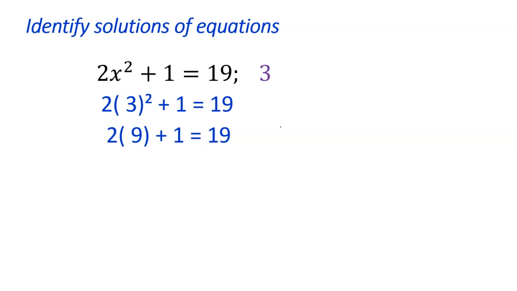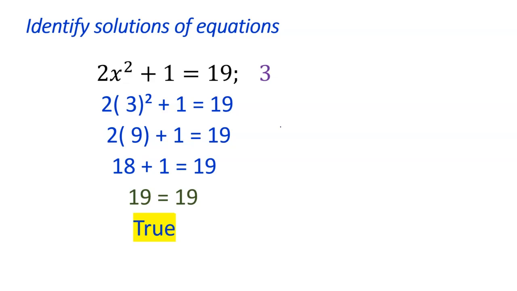Now I have 2 times 9 plus 1 equals 19. Go ahead and multiply 2 times 9 to get 18. And then we will add 18 plus 1, which makes it 19. In this case, both sides came out to be the same number. This is considered a true statement. If your statement is true, we can say that 3 is a solution for this equation. You can try more questions on this from the practice, if you like, from the book.